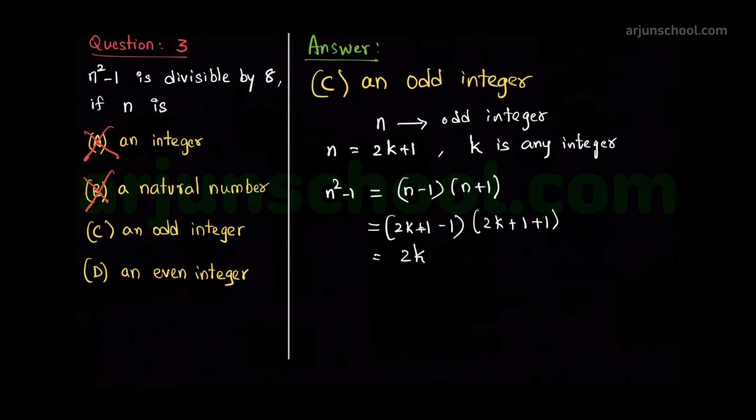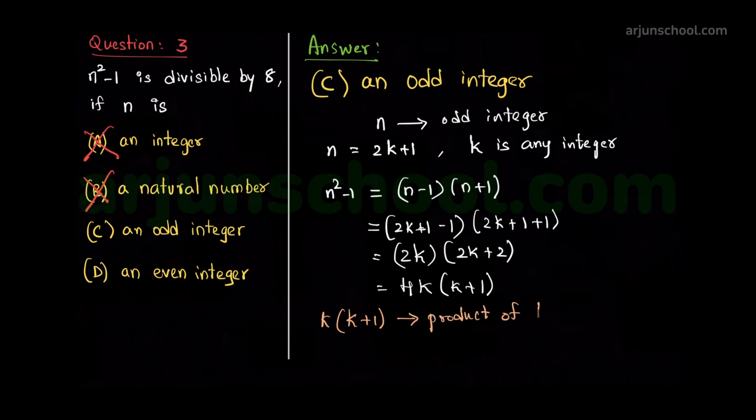2k into 2k plus 2. Take 2 as common. Becomes 2k into 2 into k plus 1, which is equal to 4k into k plus 1. Now n square minus 1 can be written as 4 into k into k plus 1, where k is any integer. Now let us analyze the term k into k plus 1. K into k plus 1 is the product of two consecutive integers.